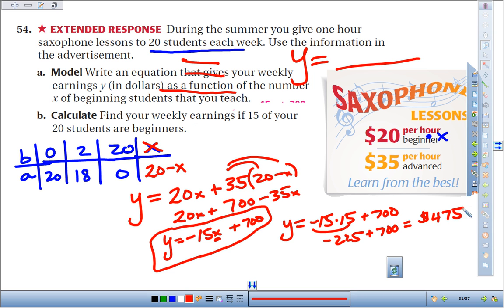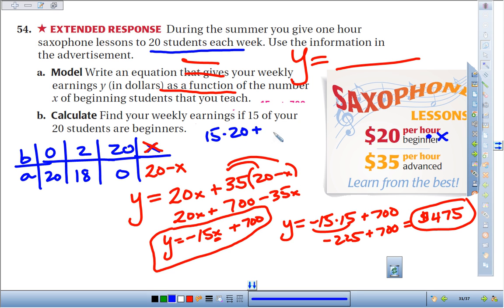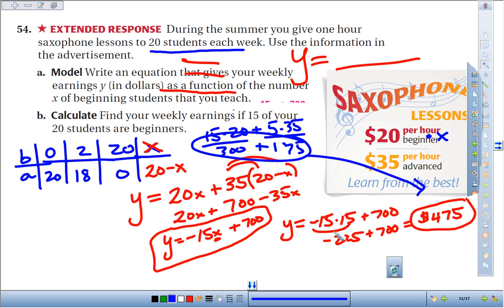Now, if you're in a bind and you didn't come up with that expression, fight till the end here. You could also say, I'm making 15 beginners times $20, plus that leaves 5 advanced students at $35 an hour. If you take this, which is 300, and this, which is 175, and combine them, you get the same thing. But it's nice to have a variable expression like negative 15X plus 700, because then you could quickly plug in whatever the number of beginners is and not have to go through all this.